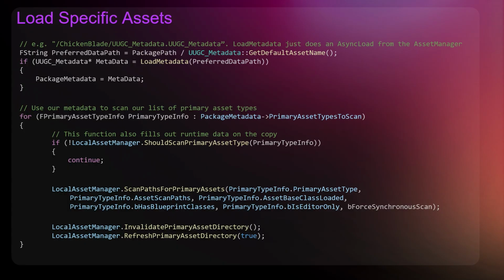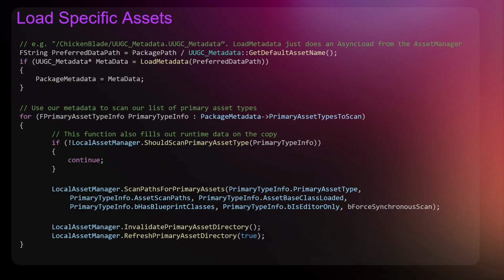So in this case, for our Chicken Blade, we're just going to set the primary asset types to scan to say it's a weapon, because we have a weapon data asset in there. And then we're just going to basically scan that. And then we're going to update our asset manager to invalidate scan paths and refresh the directory and make sure that this one's included.